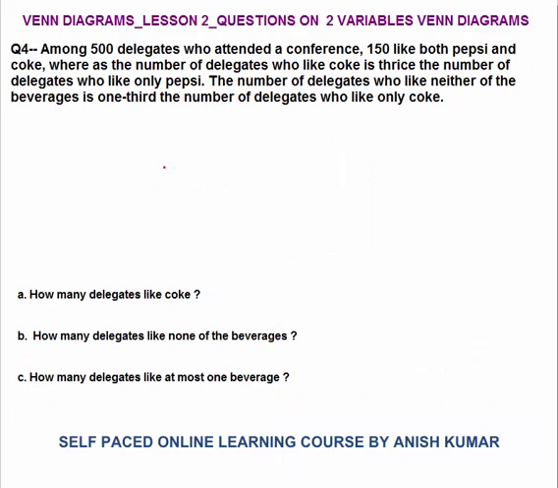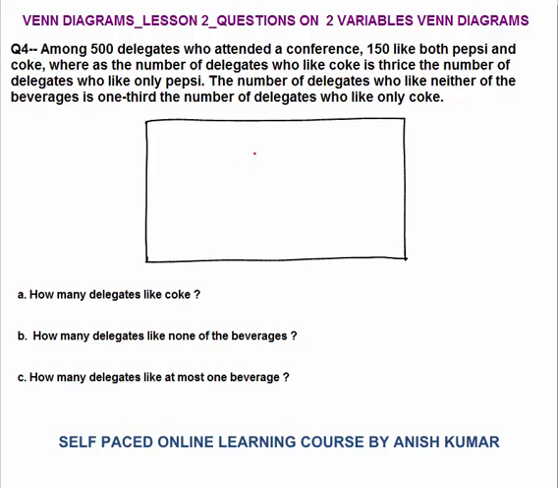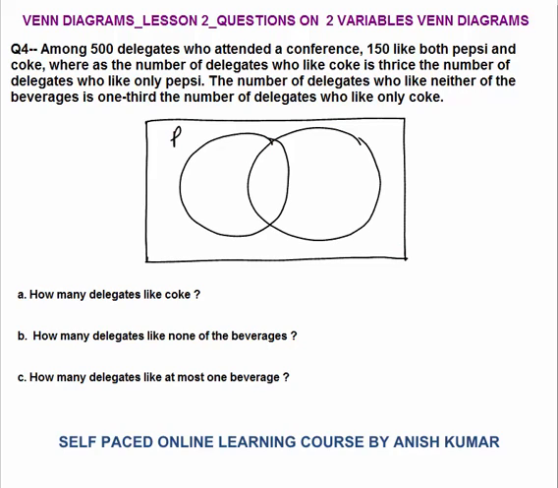Question 4 is, among 500 delegates who attended a conference, 150 like both Pepsi and Coke, and data is given regarding this only. So we first make the Venn diagram with the universal set. This is the first circle I will make for Pepsi, the second circle for Coke. Total delegates are 500, so I will write here total delegates are 500.